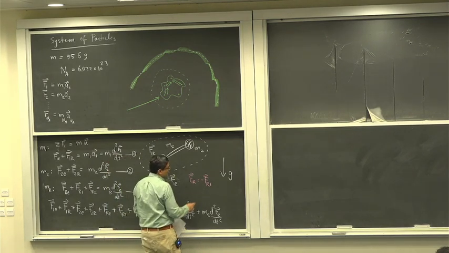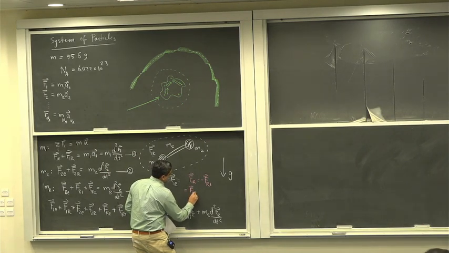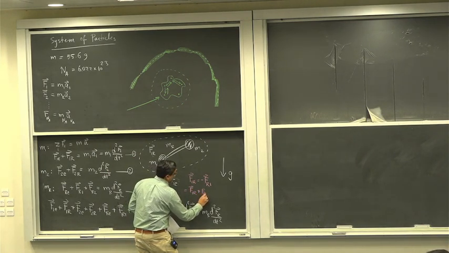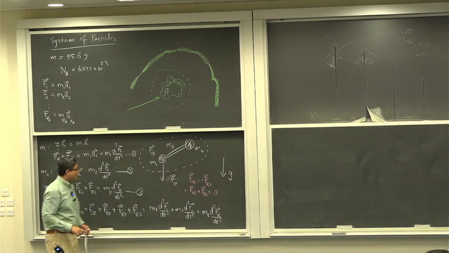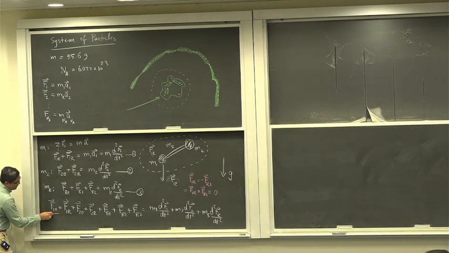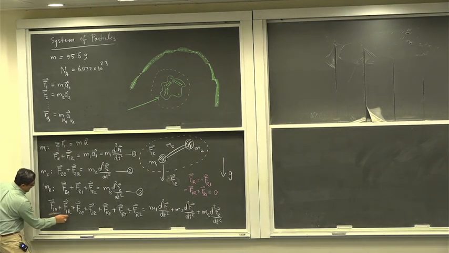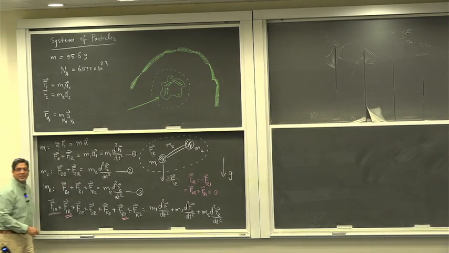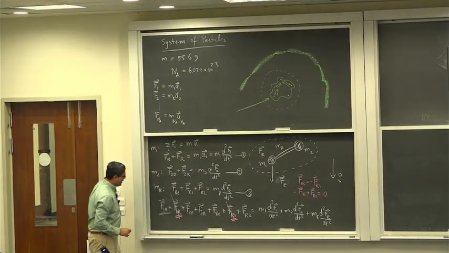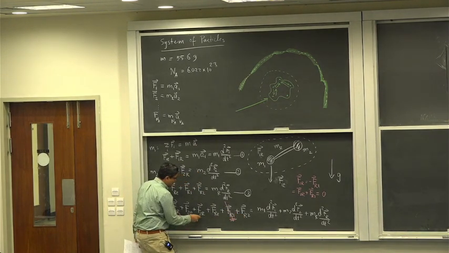This also means that F1R plus FR1 vectors equals 0. So F1R added to FR1 is 0, so they cancel. F2R plus R2, this sum is also 0.